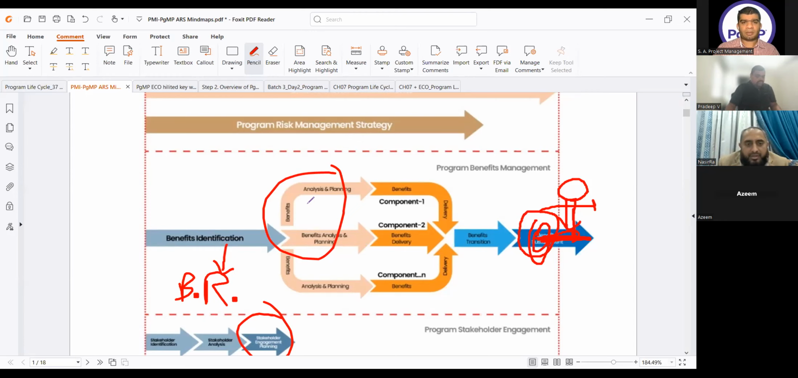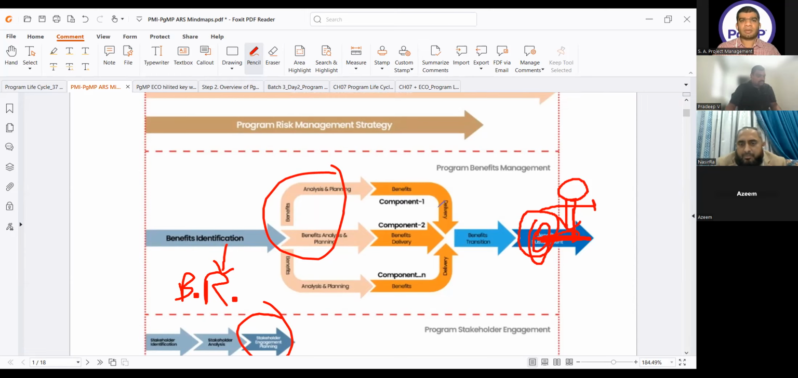Then we will analyze the stakeholders. First you will explain the benefits. Then you will do benefit analysis and planning. Which document will I get when I'm doing benefits planning? It will be the benefits management plan that I will make for every component.